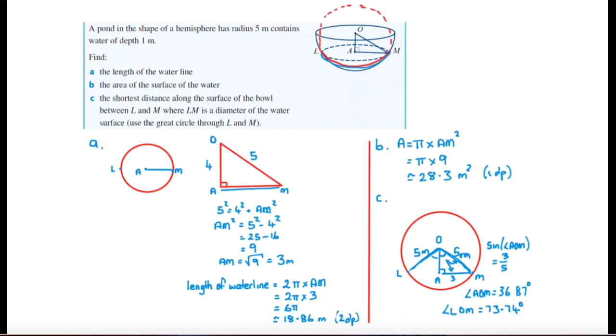So the length from L to M along the great circle will be equal to pi times the radius, which is 5, times that angle that we just calculated, 73.74, divided by 180, for a final length of approximately 6.44 metres.